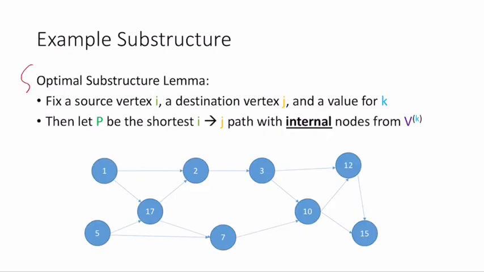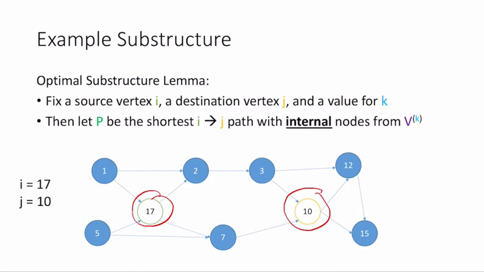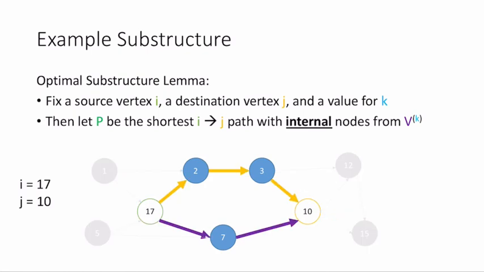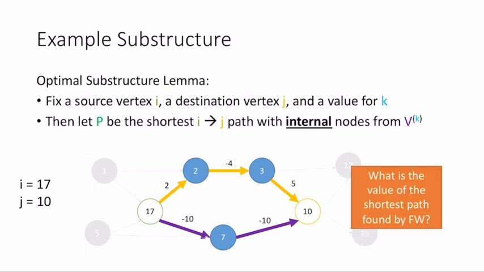So this is just copied over from the previous slide. But let me give you some specific values for i, j, and k. All right, so let's say i is node 17, j is node 10. So that gives us just these highlighted vertices as the ones that matter. There are probably more vertices out here. Let's just say that they don't connect into what we're talking about here. So my first question is, what is the value of the shortest path found by the Floyd-Warshall algorithm?